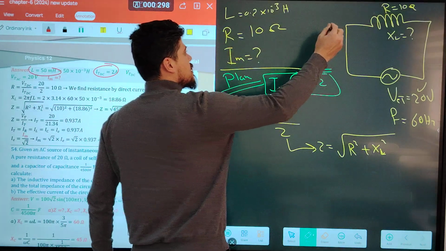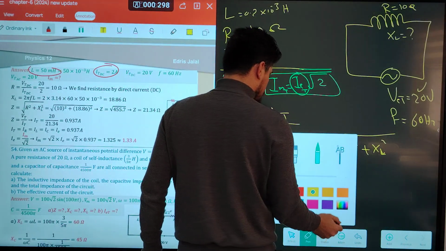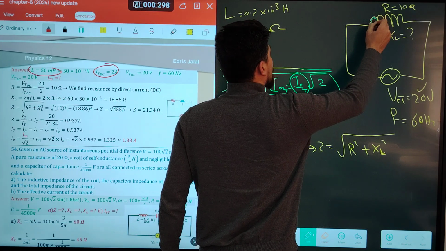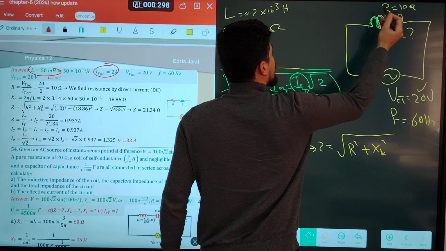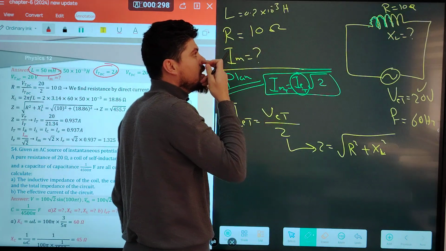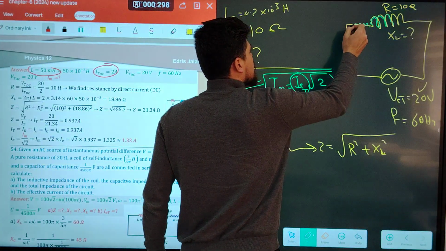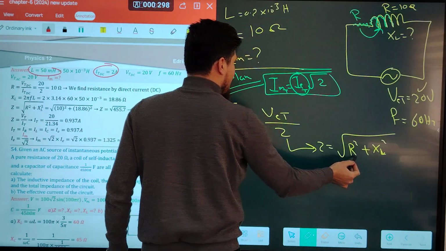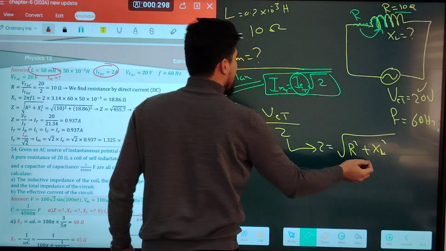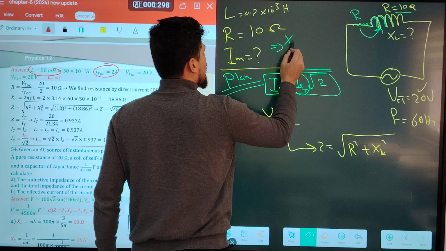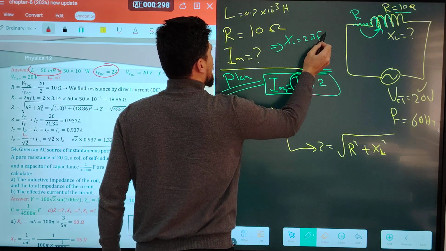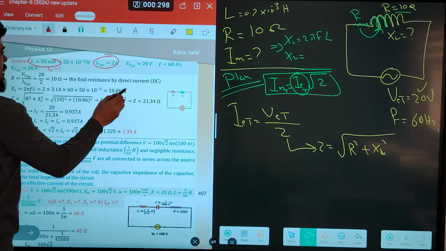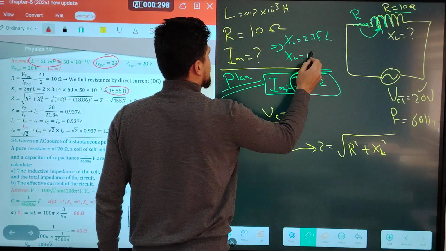Do we have resistance here? The coil is not pure. Guys, in this question, the coil is not pure. The coil has resistance. We have both resistance and inductance. What is this resistance? This is the resistance of the coil. Do we have resistance? Yes, 10 ohm. Do we have XL? No, but we can find XL. How? XL is equal to 2 pi FL, which is equal to 18.86.